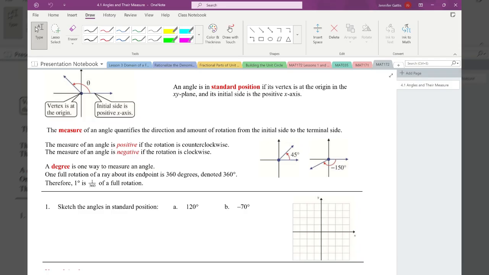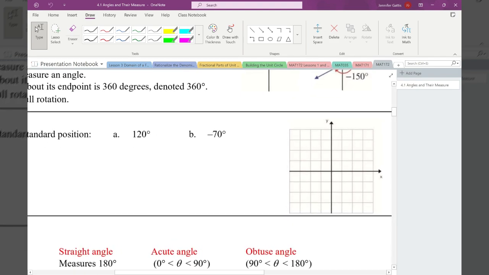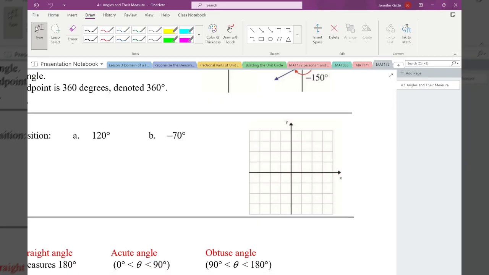So a degree is one way that we can measure angles. And one full rotation all the way around the grid is 360 degrees. So let's take a look at sketching these two angles in standard position. So first of all, 120 degrees.